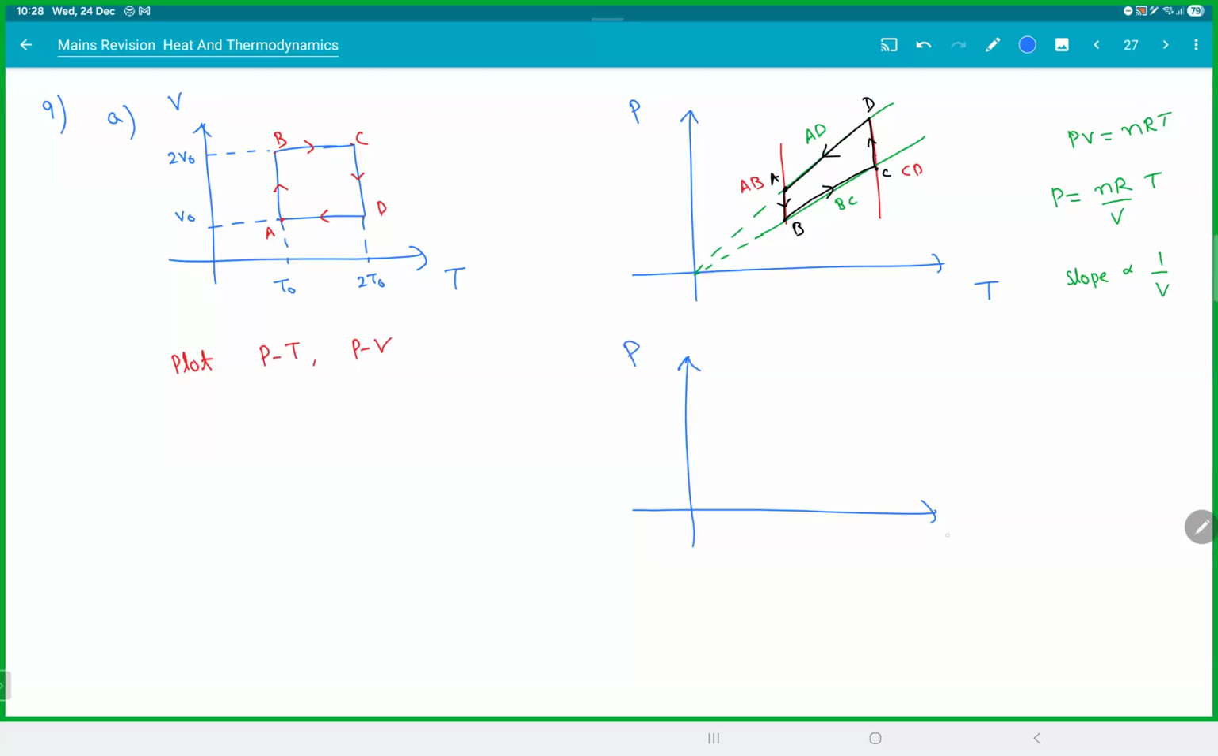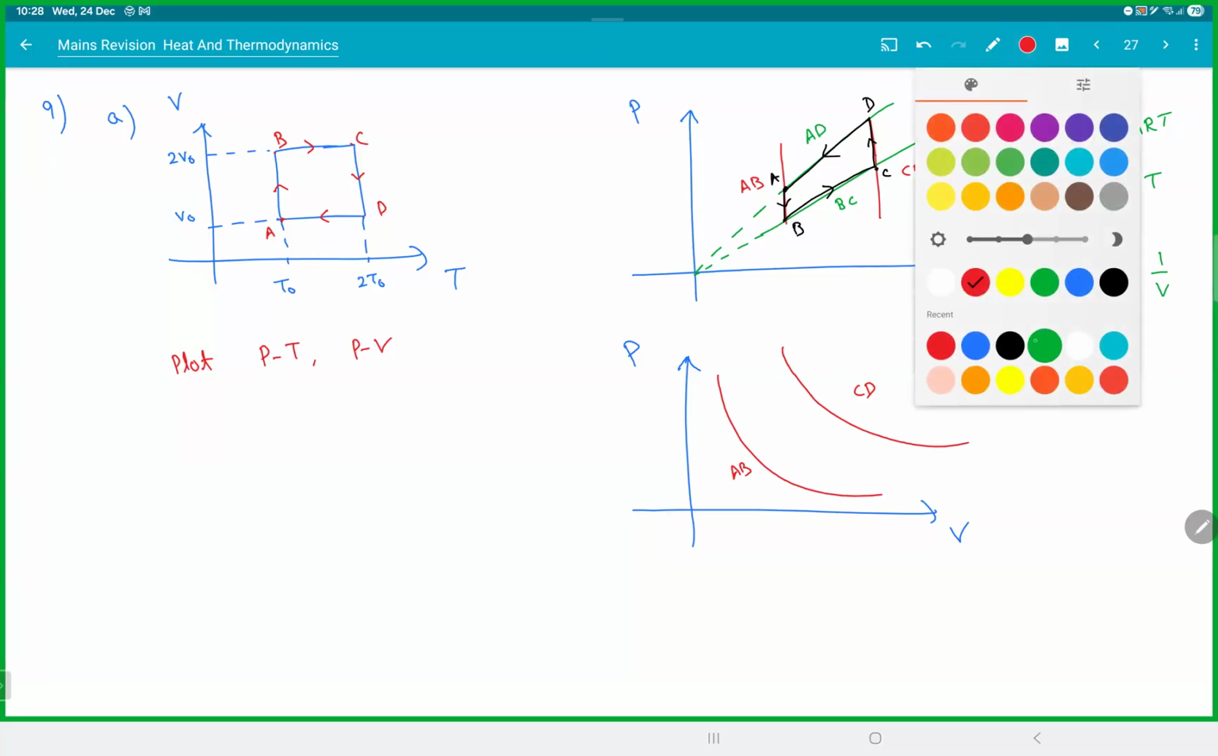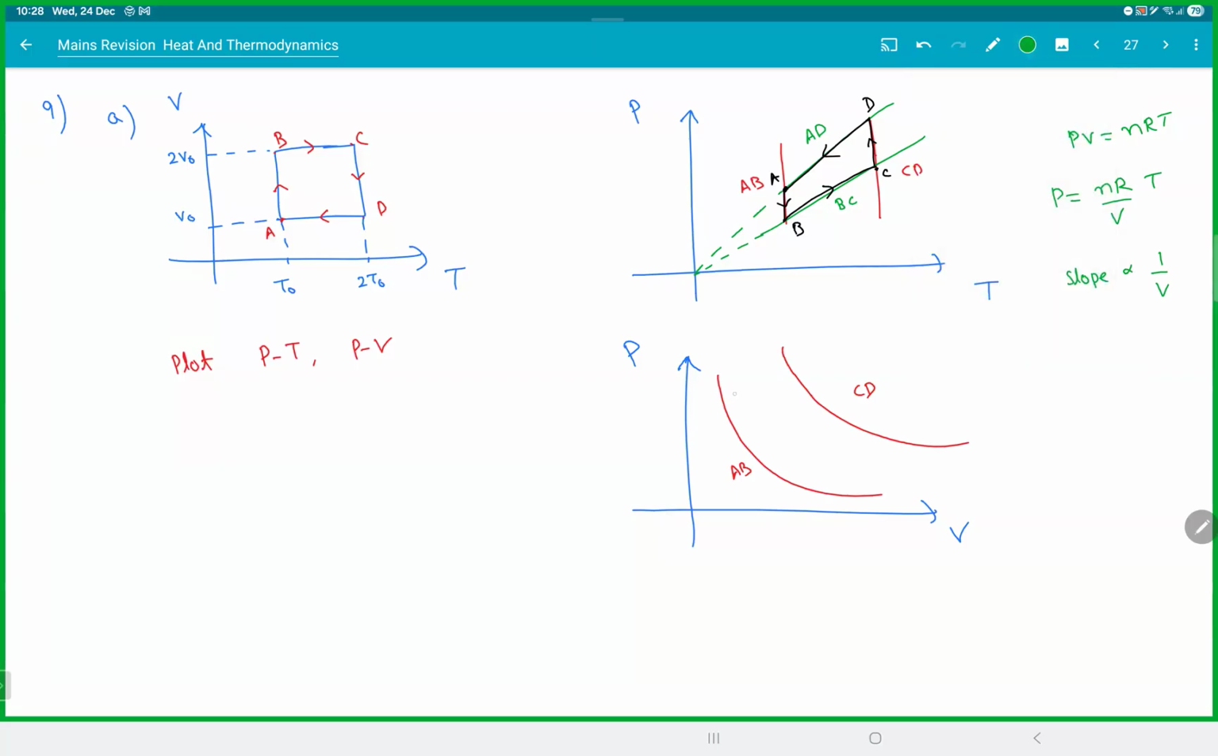What is the PV graph? AB and CD are isothermal processes, so there will be curves, hyperbolas. This is AB and this is CD. And isochoric processes, that's a VT graph. Isochoric will be straight lines like this and like this. This is BC, this is AD. So this point is A, this point is D, this point is B, and this point is C. Clear with this? So be careful.